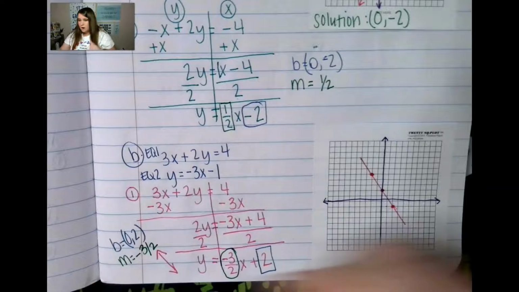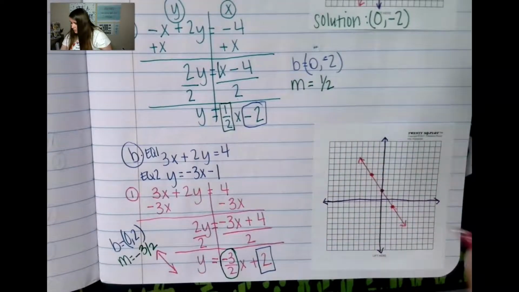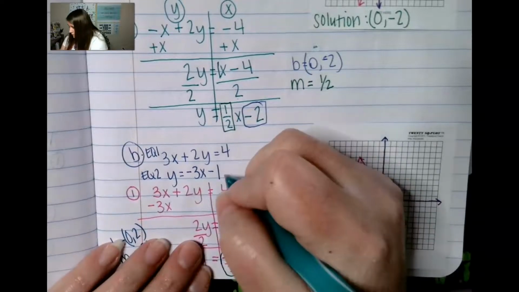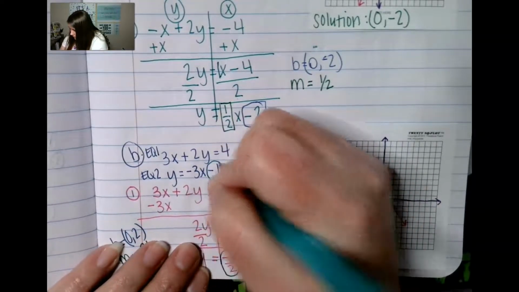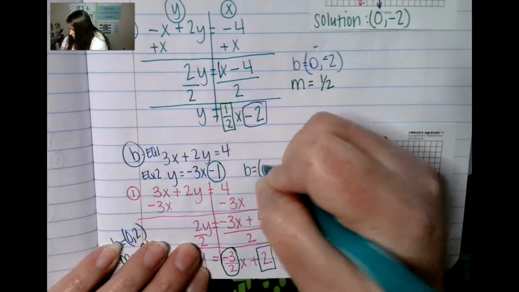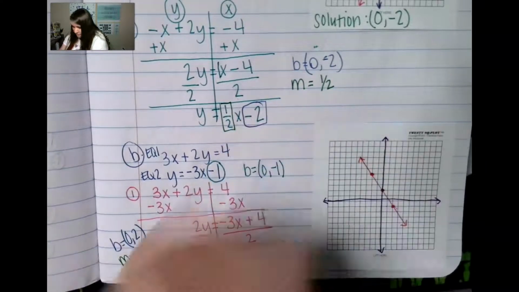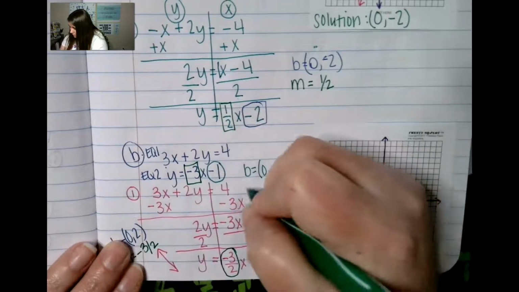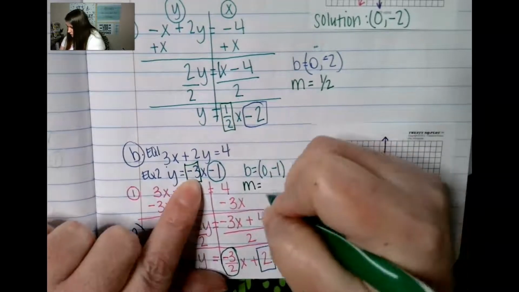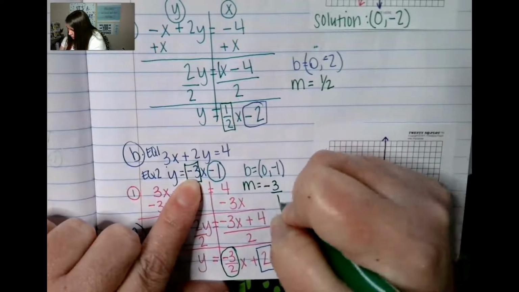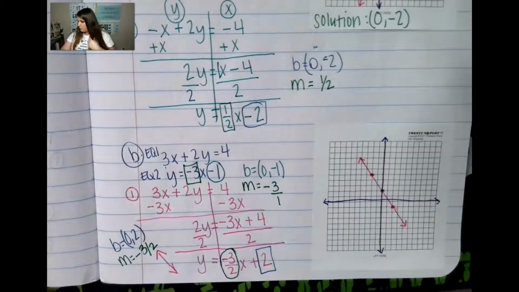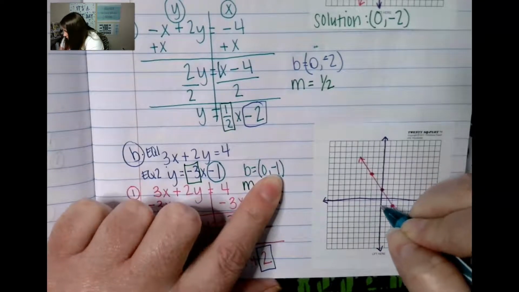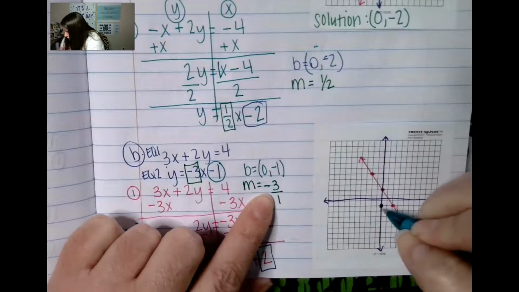Okay, now we are ready for equation number 2. We're just going to identify. Here it is right here. So b equals 0, negative 1. Here's my m right here. So m equals negative 3 over 1. All right, so I'm going to go ahead and graph this one. I'm starting at 0, negative 1. So here's 0, and I'm going to go down to negative 1. And then down 3 over 1.